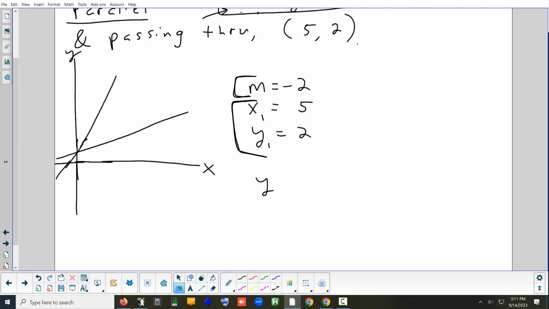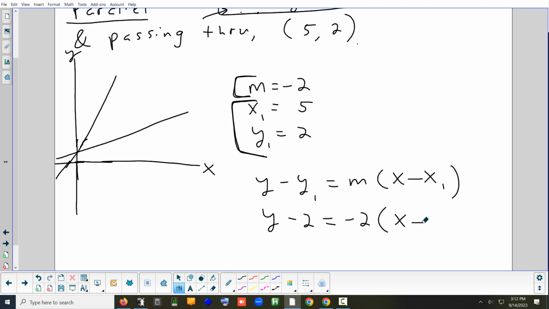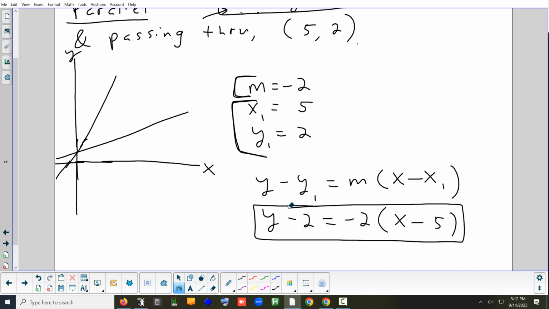So point slope is y minus y1 equals m times x minus x1. And now we just fill in everything we're missing. So the y stays. And what's y1 in this case? 2. And the slope? Negative 2. And x1? 5. So if they're okay with you writing your answer in point slope form, you can leave it just like that.